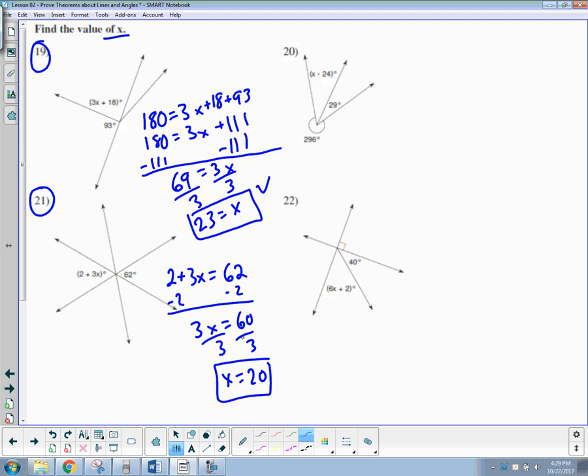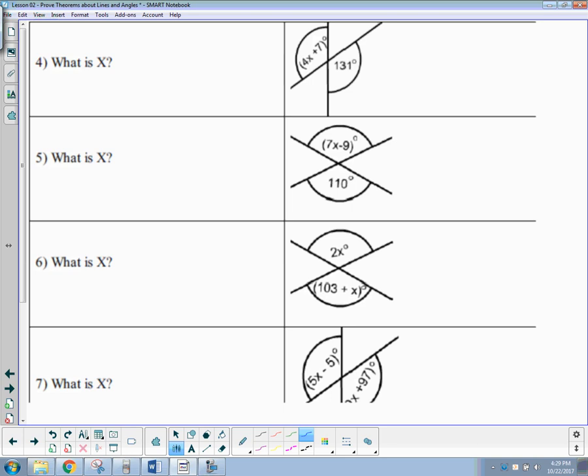Let's see, what else do we have? Vertical angles. Again, vertical angles equal each other, so I'm just going to do maybe just one of these. We're just looking for x, so make them equal each other. 4x plus 7 equals 131. Subtract 7 from both sides. 4x equals 124. Divide by 4. And we get x equals 31. Let's check.